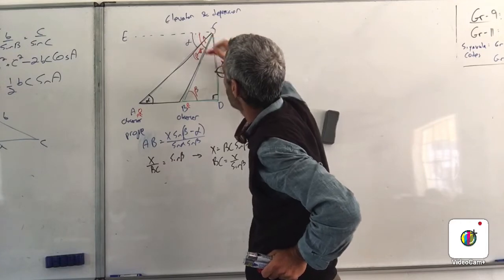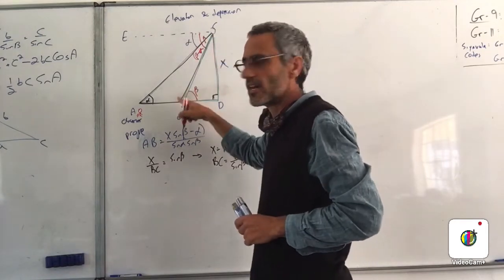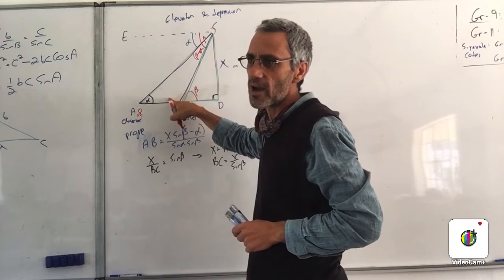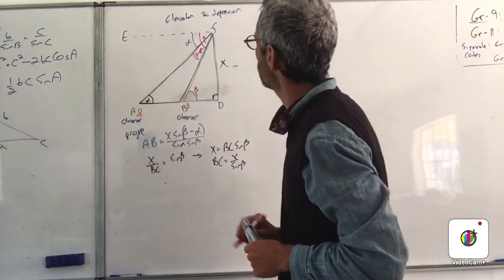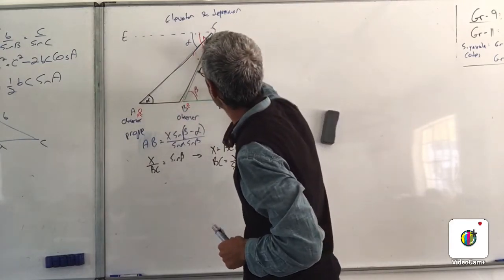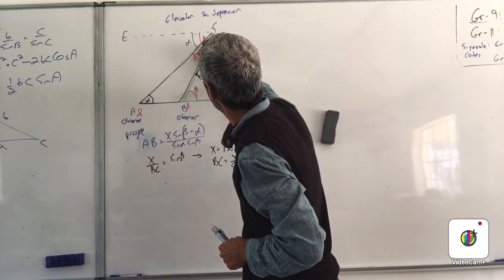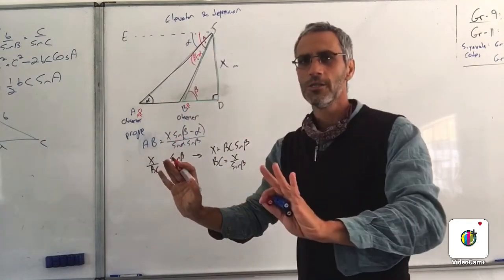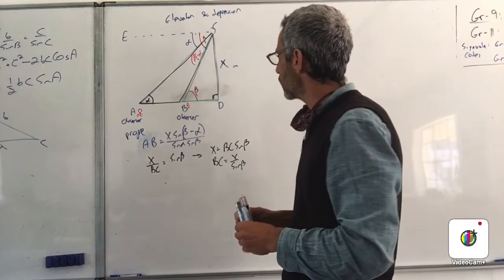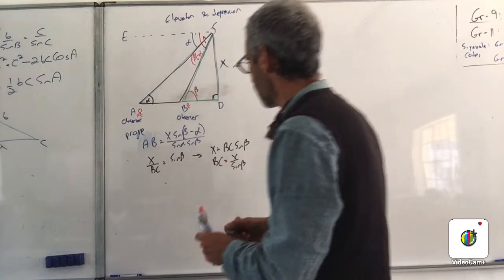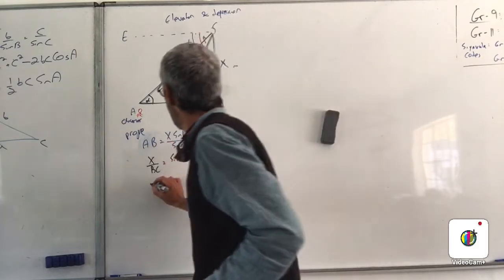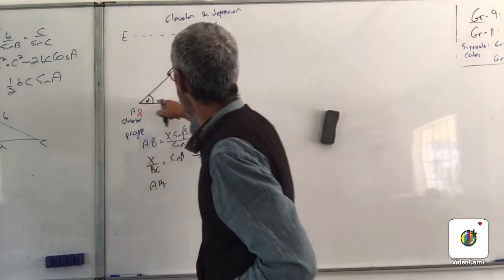Interesting, eh? You can find it out in another way by figuring out that this is 180 minus beta, but that's the way I would do it. Let me write it a bit better. This thing is beta minus alpha. Now we're ready to use the sine rule to find what AB is. So what does the sine rule tell me?